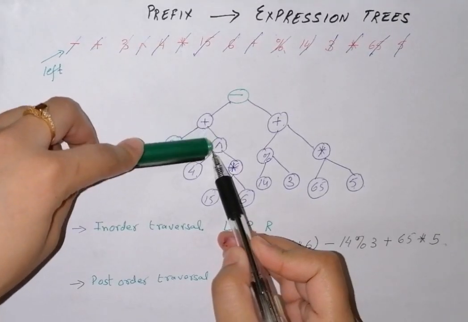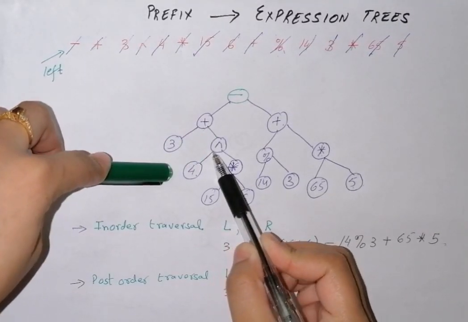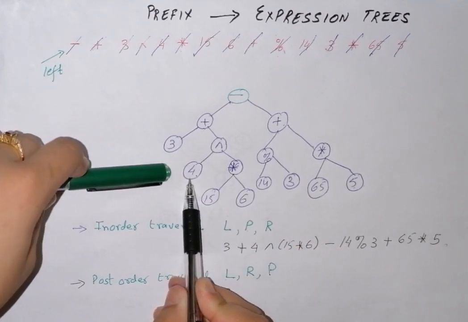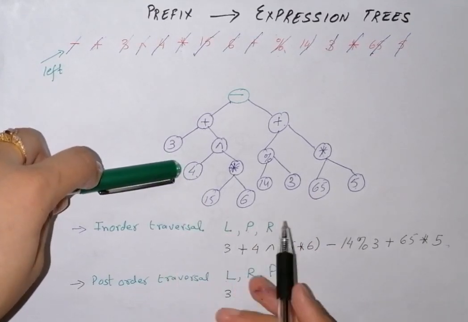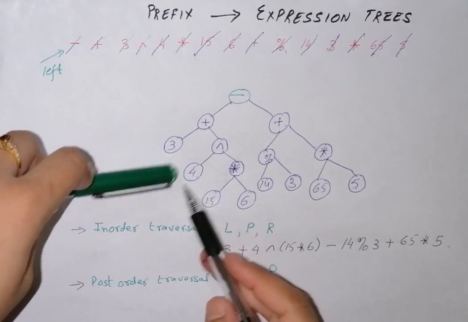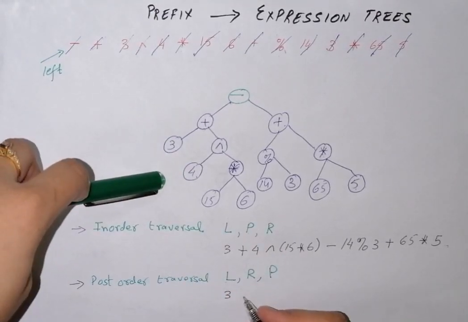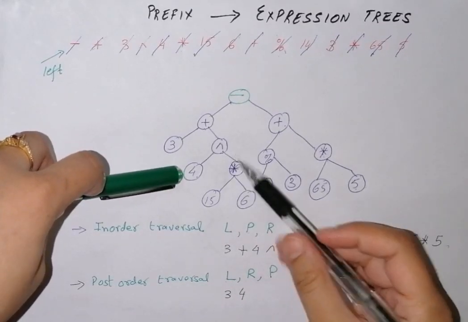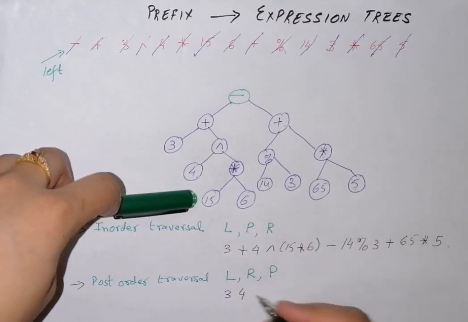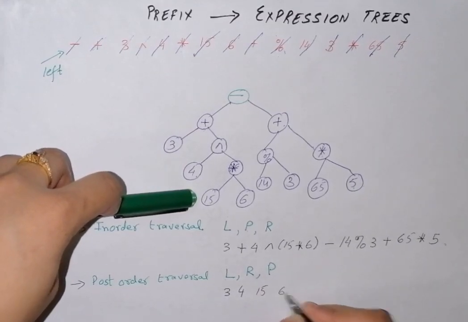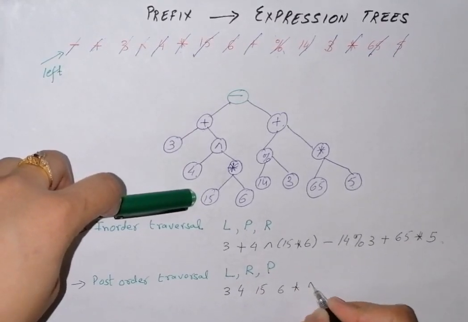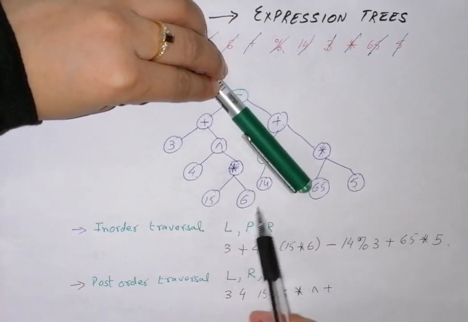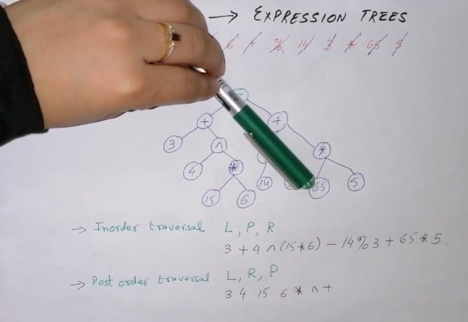Since its left child is not null, the function recursively calls itself, so it will move towards the left subtree. When it moves towards the left subtree, it will call its left and right and then print itself. So 3, 4, and the same thing will repeat over here. We will get 15, then 6, then multiplication, then power, and then addition, and this will cover all of this portion of the tree.